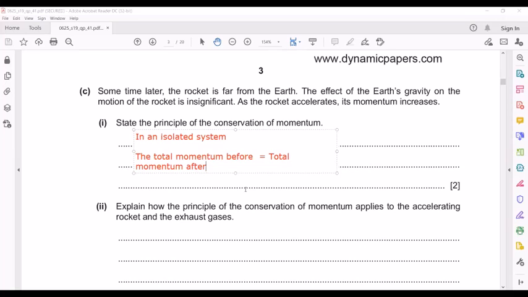Explain how the principle of conservation of momentum applies to the accelerating rocket and the exhaust gases. Means the rocket is accelerating, how can we apply this principle? So what happened?